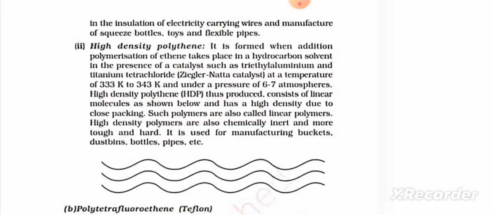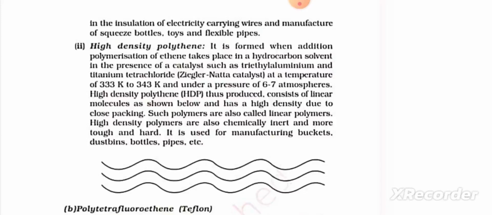Second is high density polythene. It is formed when the addition polymerization of ethene takes place in a hydrocarbon solvent in the presence of a catalyst such as triethyl aluminum and titanium tetrachloride, that is Ziegler-Natta catalyst, at a temperature of 333 Kelvin to 343 Kelvin under a pressure of 6 to 7 atmosphere. High density polythene, HDP, thus produced consists of linear molecules as shown below and thus has a high density due to close packing.